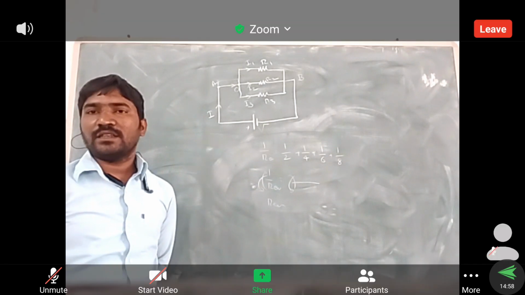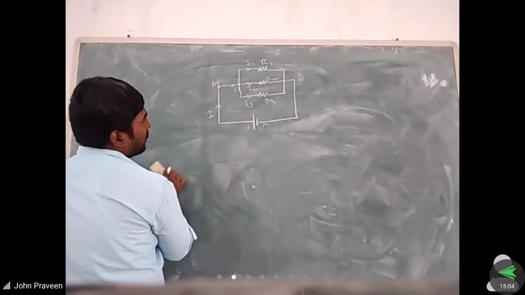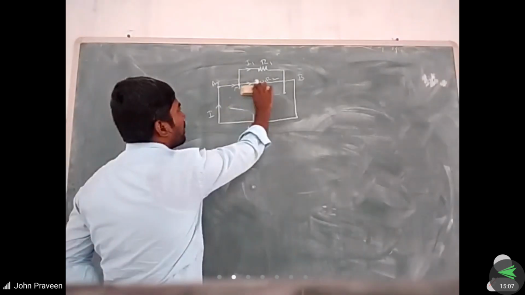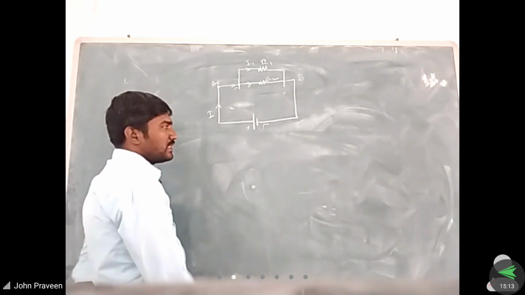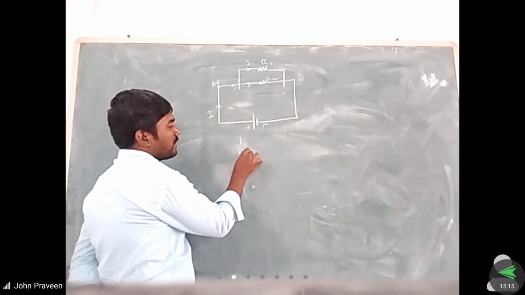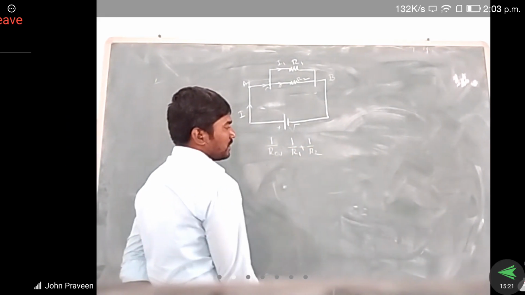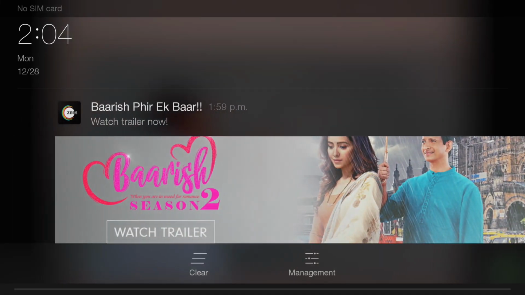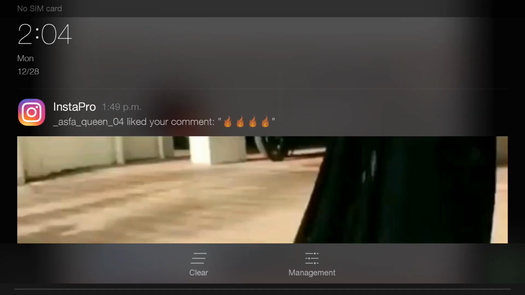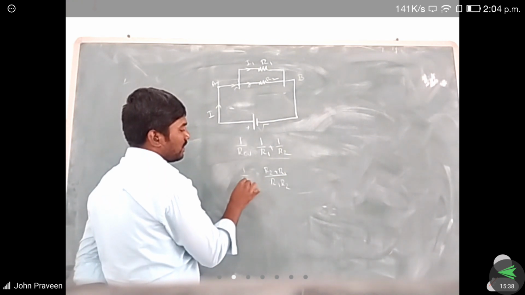Because of that reason, in most cases of parallel connection, it is limited to 2 resistors or maximum 3 resistors. For example, we want to find R equivalent for 2 resistors: 1 by R1 plus 1 by R2. First we take the LCM. What is the LCM? R1 R2. In the numerator, we get R1 is present, R2 is absent, plus R2 is present, R1 is absent. So 1 by R equivalent.